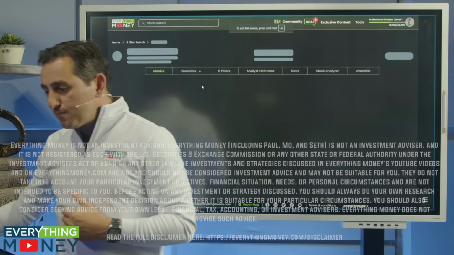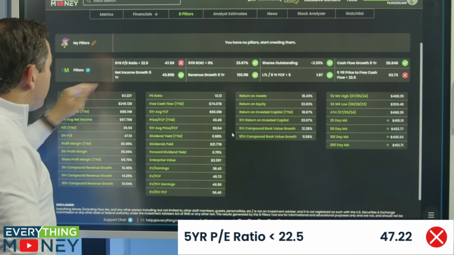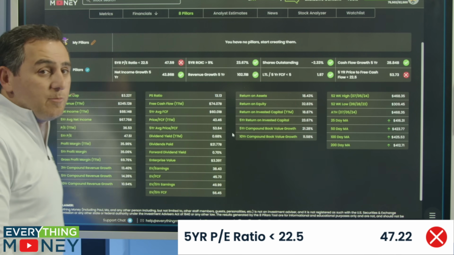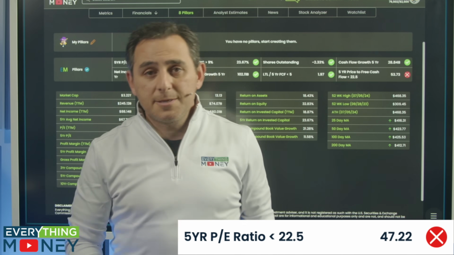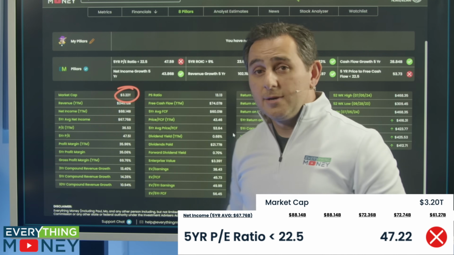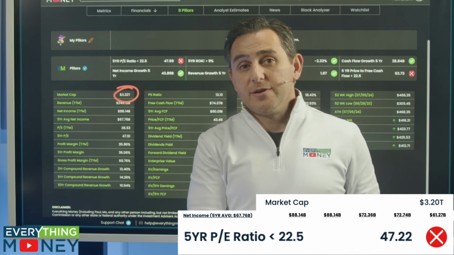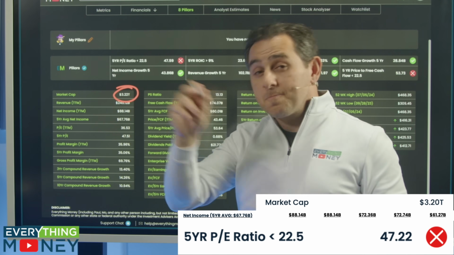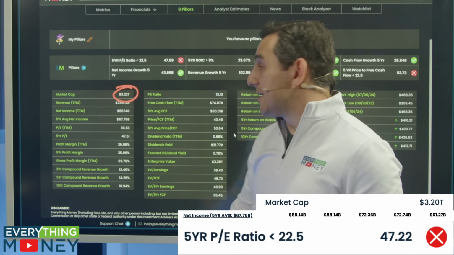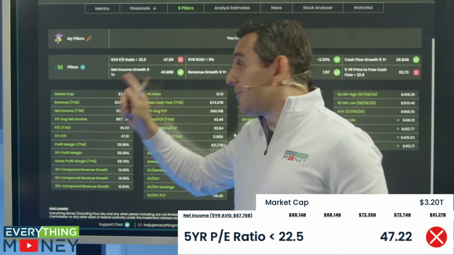So we pull up Microsoft, we pull up the 8 pillars in the 8 pillars tab. First one, 5-year PE ratio less than 22.5. What I did here was take the current market cap of the company, 3.22, and I divide it by the total earnings of the last 5 years. You can get that by going to the net income, adding up all 5 years of net income, and if it's less than 22.5, it's a check. If it's greater than, it's an X.